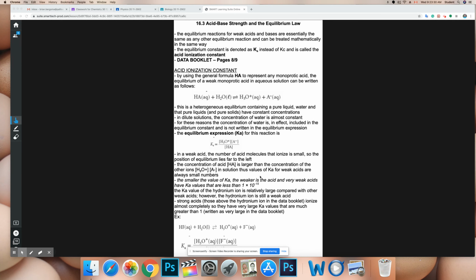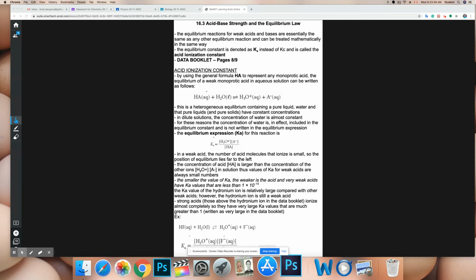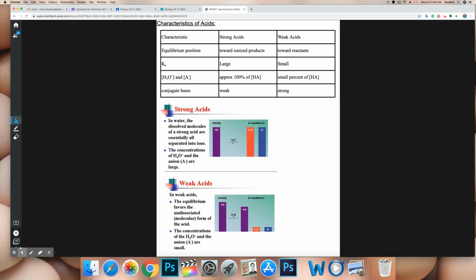Strong acids ionize completely, so they go 100% to make their products. This would be an example of our strong acid. They're going to have really high Ka values, and that's why the booklet doesn't list them, it just says really high, and we can find those.